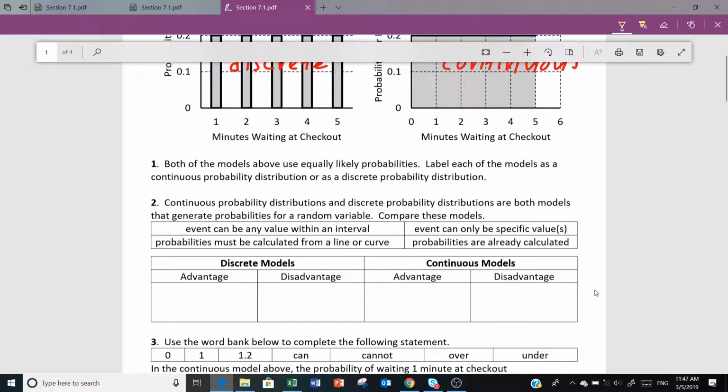Okay, let's talk about discrete first. Okay, only specific values. That one we said was discrete. Is that an advantage or a disadvantage? It's a disadvantage because you're ignoring a lot of other values out there. So you have to make sure to put that in the discrete disadvantage box. Okay, well, what's an advantage of a discrete model?